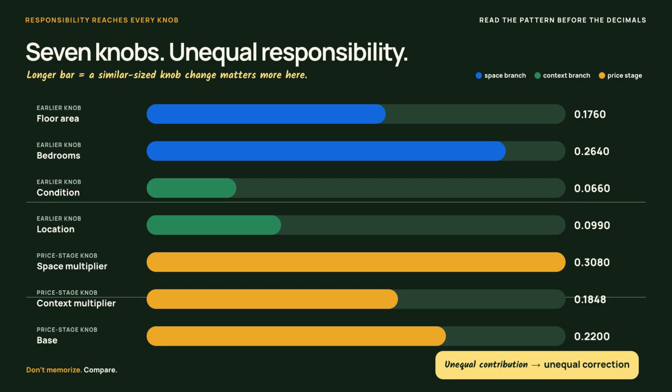Equal correction would move every knob alike. These bars say the knobs did not contribute equally, so they should not receive equal corrections. Each connection needed only 2 things: the message arriving from its right and its own local influence. Together, those local decisions assign responsibility across the whole model.